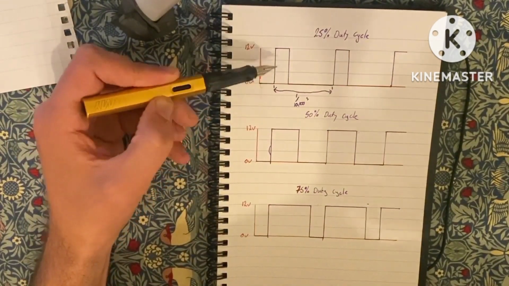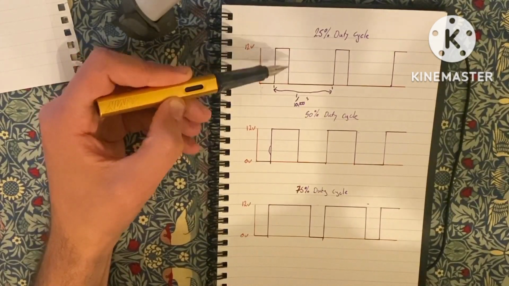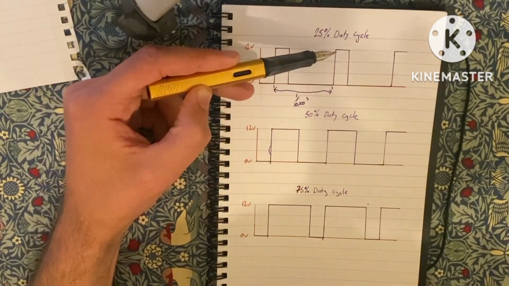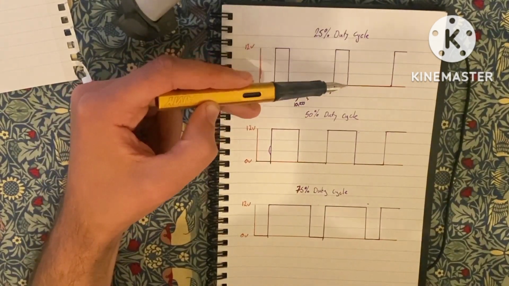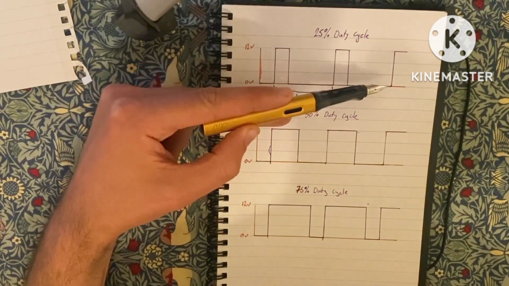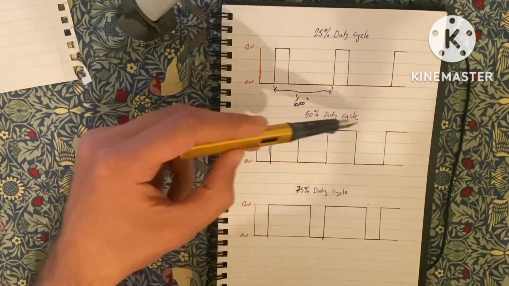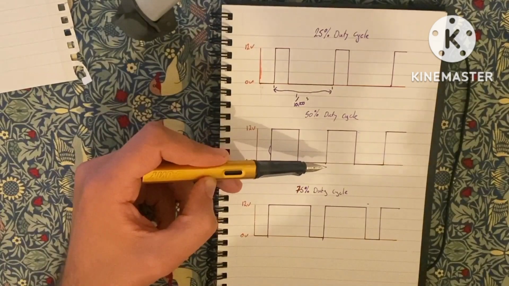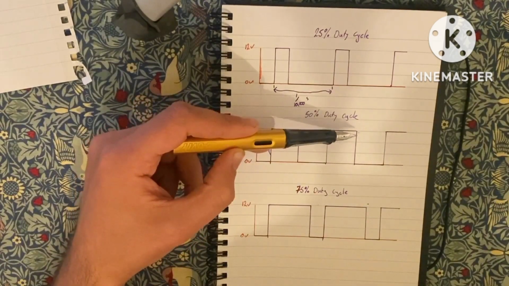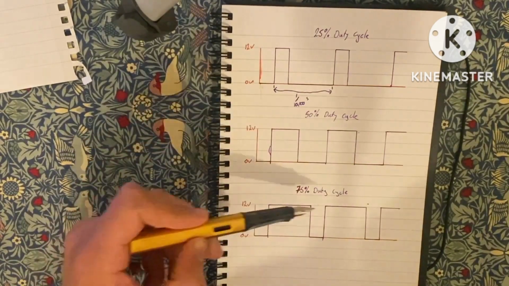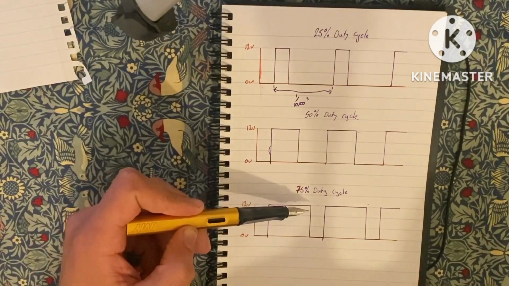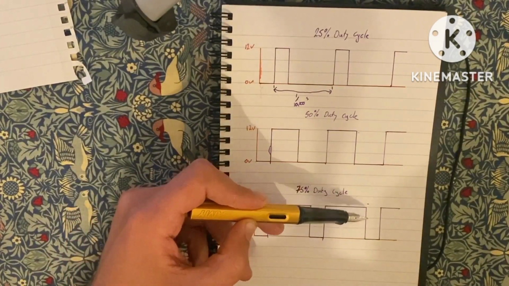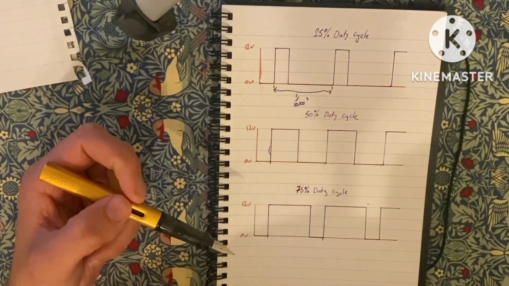So in this example here, we can see that the output is on for about 25% of the time. So it turns on for 25% of the time, then it turns off for 75% of the time, then it turns on again for 25% of the time, then it turns off again for 75% of the time. In this example, it's on for 50% of the time, and then off for 50% of the time. And in this final example, it's on for 75% of the time, and then off for 25%.